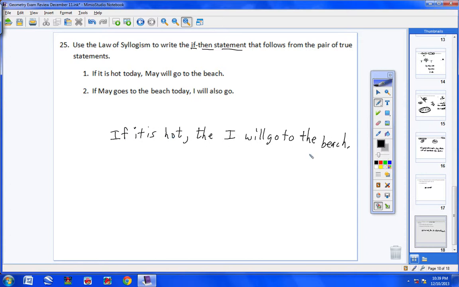How do I know that? Because if it's hot, May is going to go. And if May goes, I'm going to go to the beach. So, if it is hot, then I will go to the beach. Okay? So there it is. That's called the law of syllogism. Know how to use that on the final exam, the semester exam, and that's what we're reviewing here: how to apply it, how to look at two conditional statements, or two if-then statements, and then come up with your own. Okay?